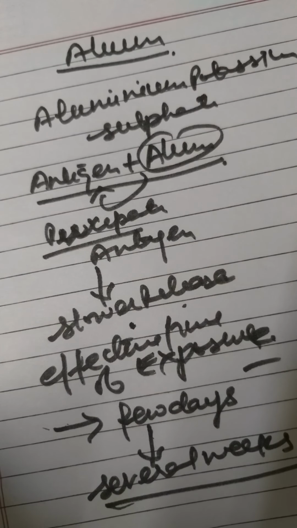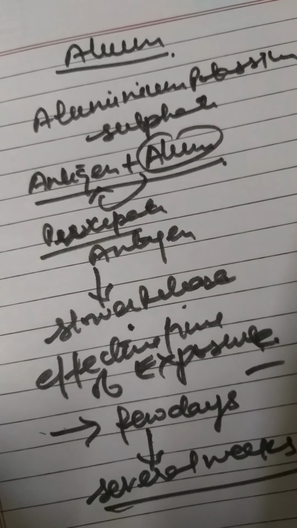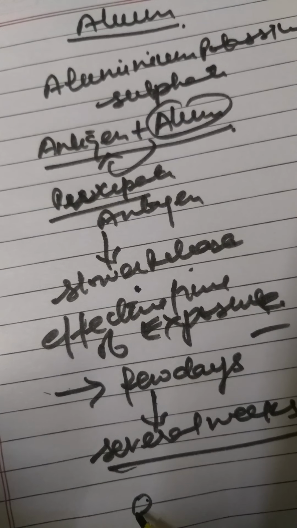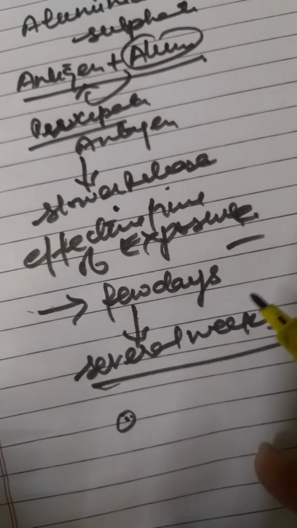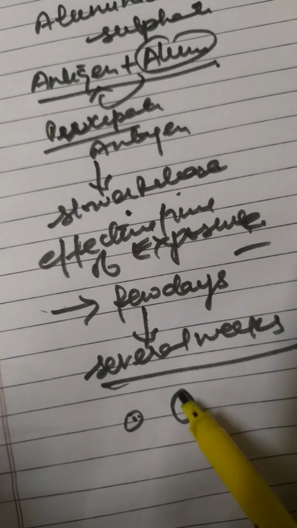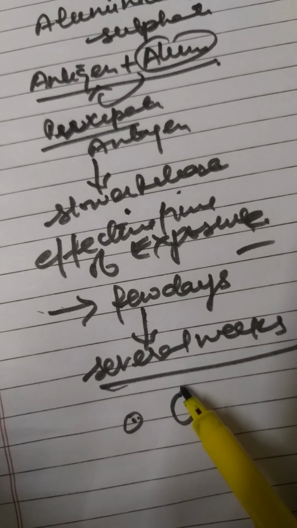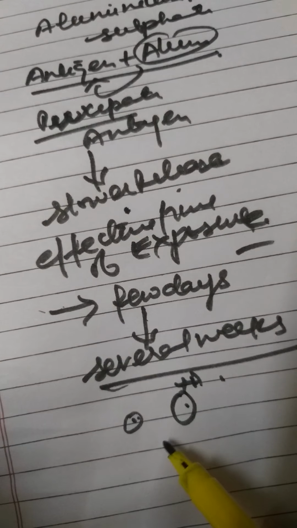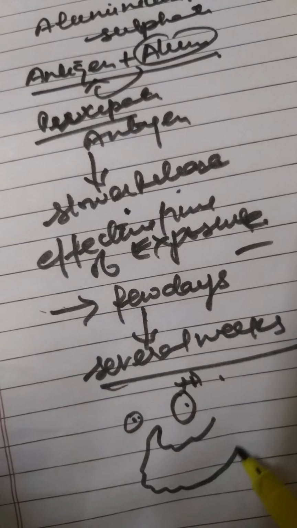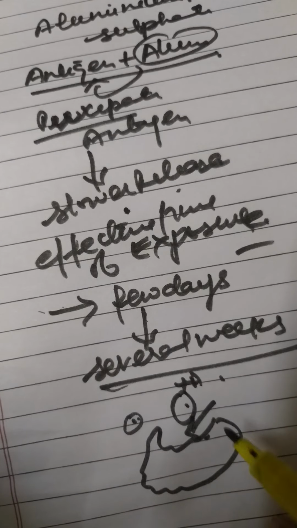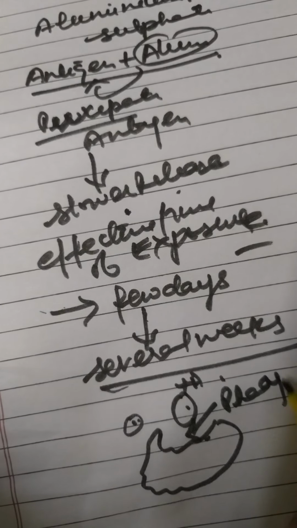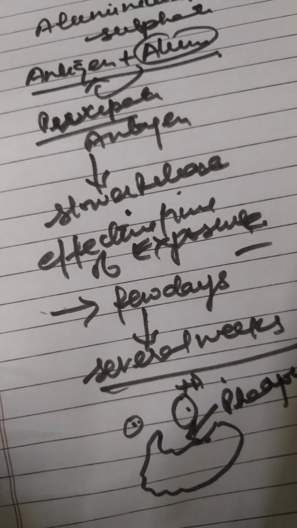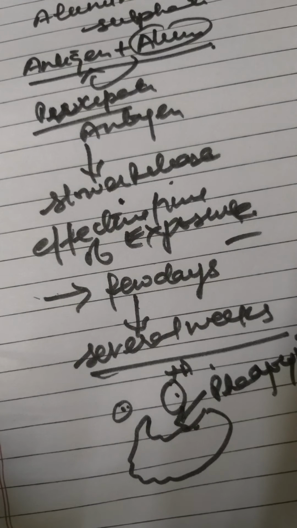The alum precipitate also increases the size of the antigen. The size of the antigen, which was normally small, is increased after it is joined with the adjuvant, and that increases the chances of its uptake by macrophages for phagocytosis. So this is how it regulates the antigenicity of any kind of antigen.